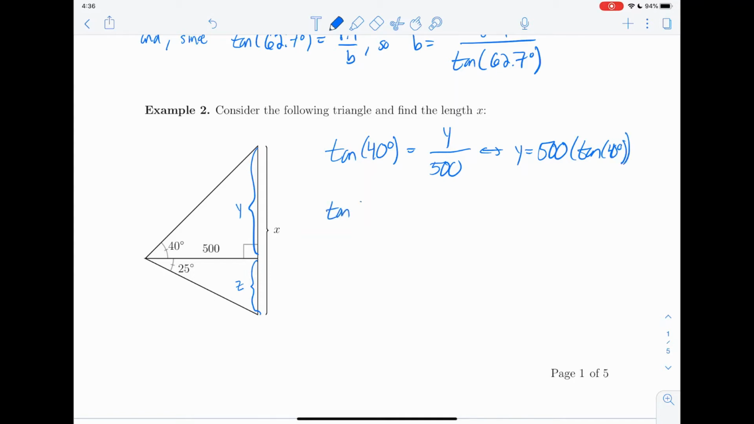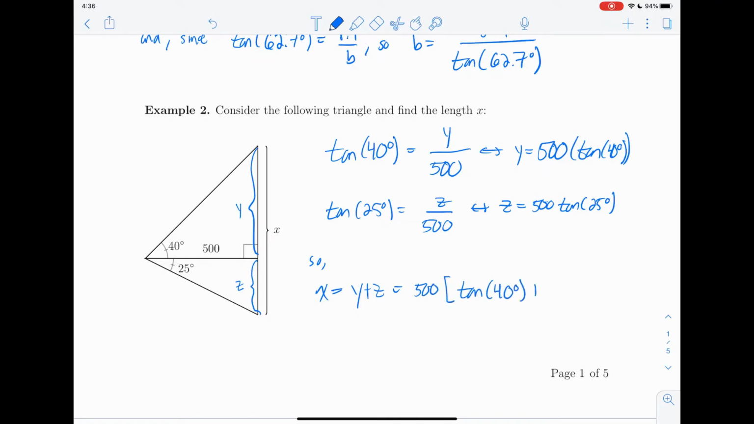Similarly, with the other triangle, the tangent of 25 degrees is equal to z over 500, which gives me a similar solving of z equals 500 times the tangent of 25 degrees. So the length in question, x, I now easily deduce as y plus z is going to be the sum of these two quantities. And if I factor out that 500, I get 500 times the quantity tangent of 40 degrees plus the tangent of 25 degrees.